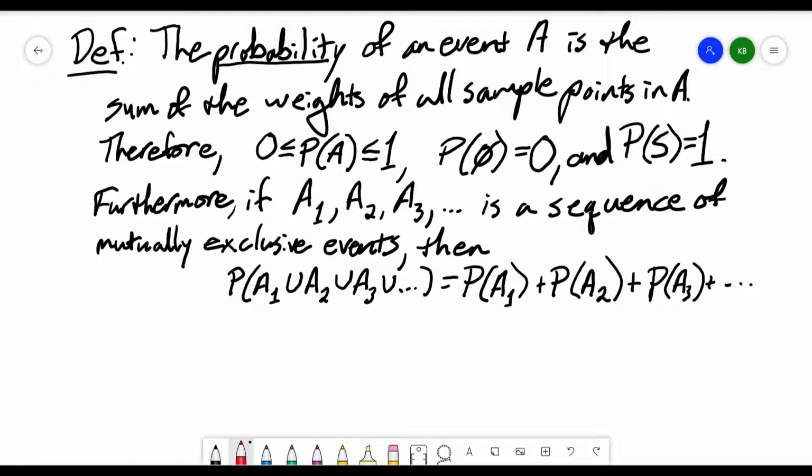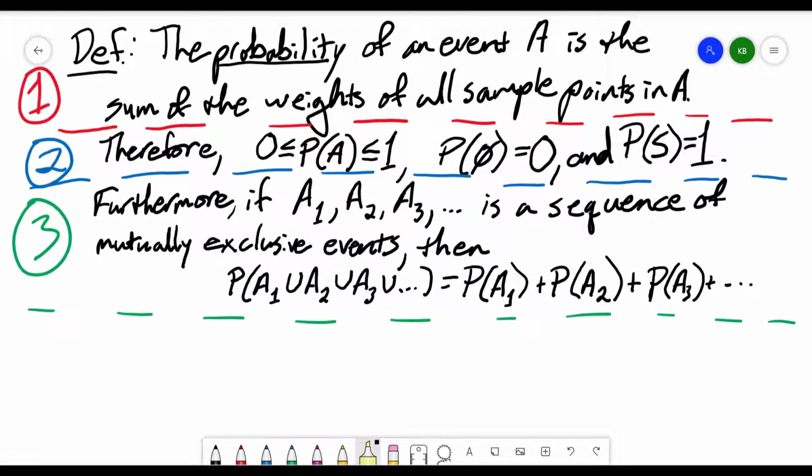So this is a huge definition. I'm going to break it into 3 parts, and we're going to talk about each of the parts along the way. We've seen most of the words in part 1 before. We're defining probability. We've seen the word events. We know that A is what we use as a variable for events a lot of times. And we've seen the idea of a sum so many times in life. We've seen the idea of sample points in our event. But this idea of a weight, that's new for us.